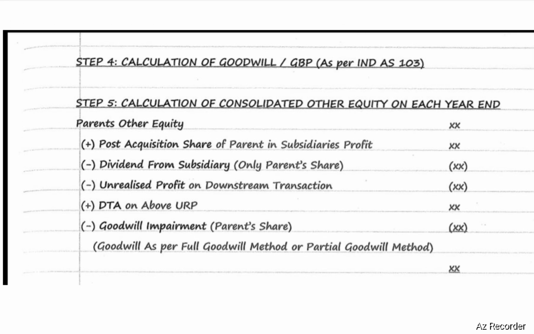On each year end, parent's other equity plus post-acquisition share of parent in subsidiary's profit minus dividend from subsidiary, only parent share will be considered here, minus unrealized profit on downstream transaction plus deferred tax asset on the above unrealized profit minus goodwill impairment, parent share will be considered. Goodwill as per full goodwill method or partial goodwill method will be considered here. By considering all above points, we will calculate consolidated other equity on each year end.